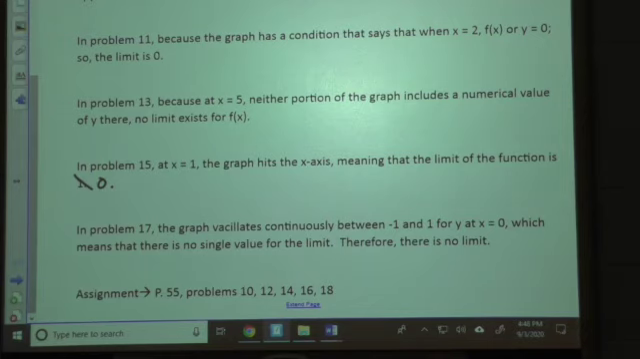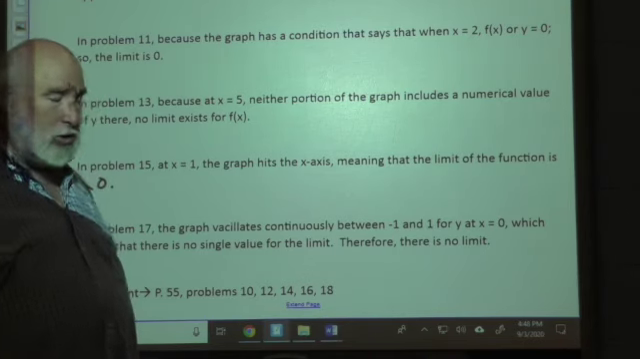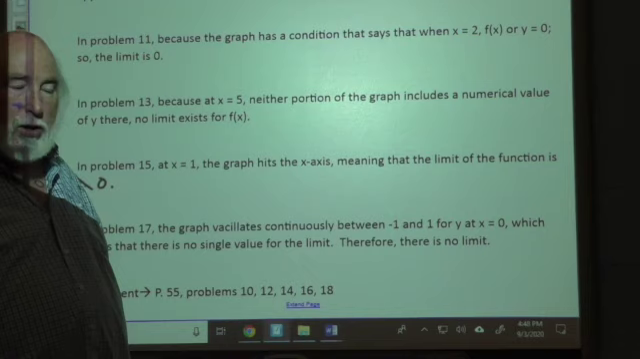Determine if there's a limit or not. It doesn't say you have to tell me what it is, but they are asking why there isn't one if that's the case. So that's all there is for that. I don't think that's going to be too difficult, but let me know if you have issues with it, and we will talk about it.